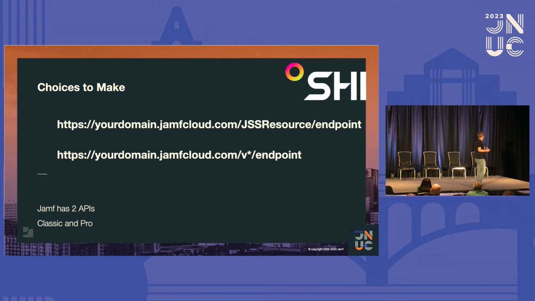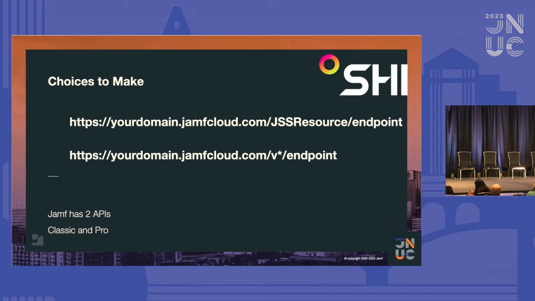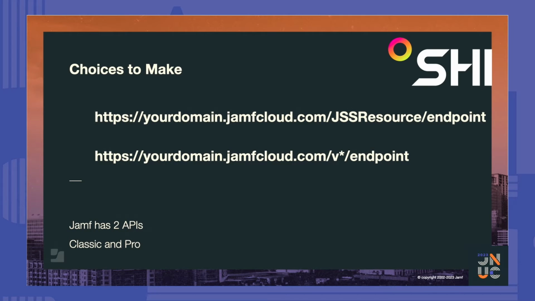All right. First, we have choices to make. We talked about APIs, plural. Many of you know Jamf has 2 APIs. They have what's known as their classic API, which is the first one listed there. And then they have their Pro API. And you notice it's version with an asterisk next to it. Pro API is constantly evolving. It's constantly changing. Some of the endpoints have multiple versions, version 1, version 2.